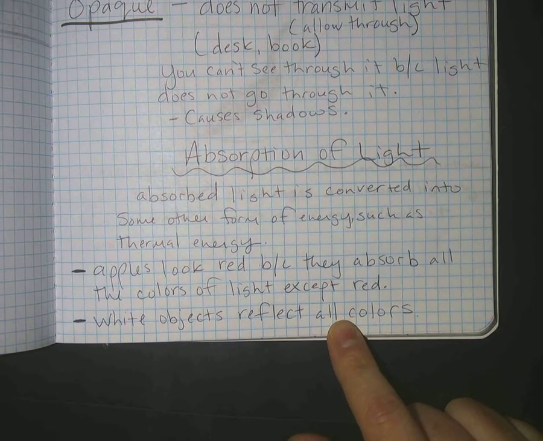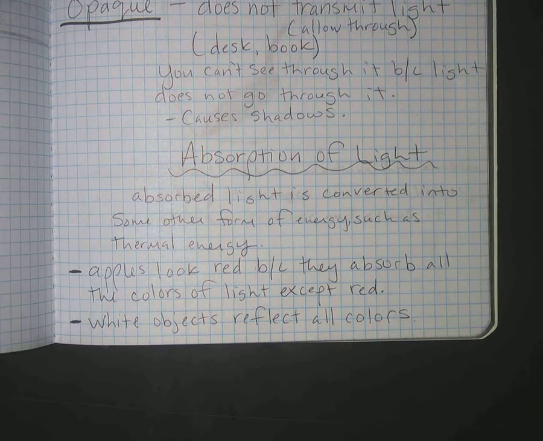Because remember that white light, like the light in the classroom or the light from the sun, is all the colors of the visible spectrum combined. So when you see white objects, you're actually seeing objects that are reflecting all the colors of the visible spectrum.